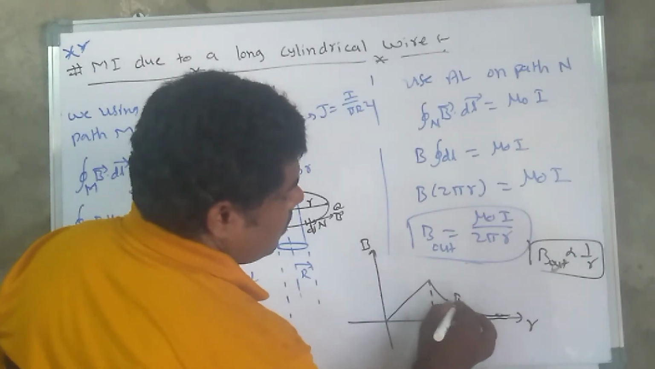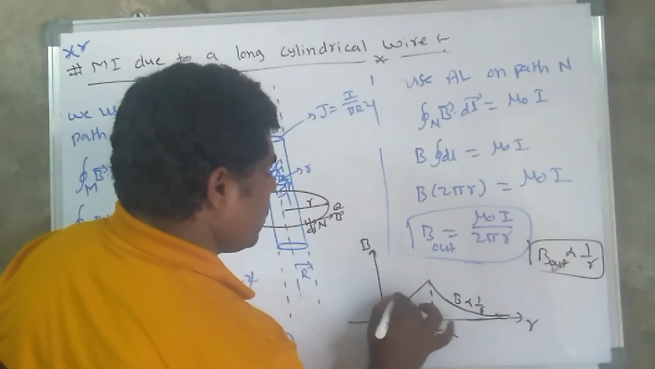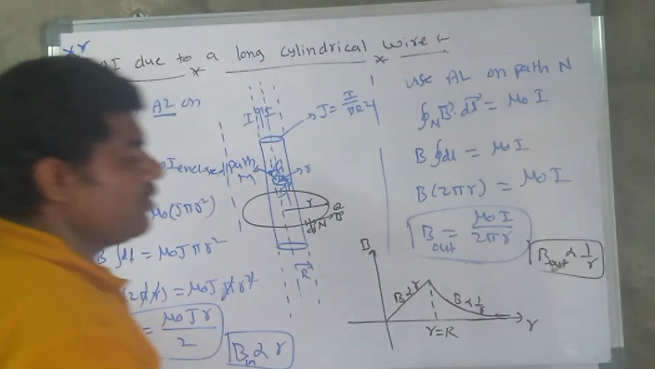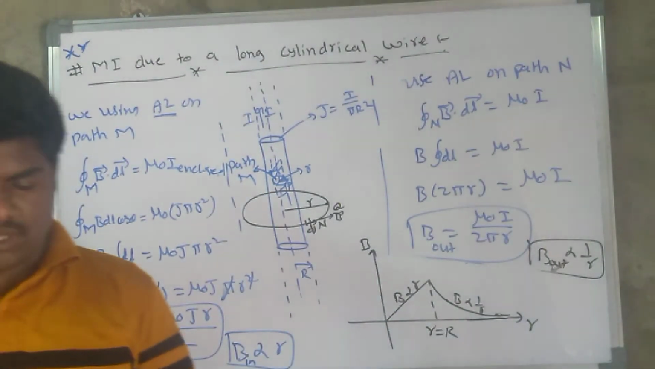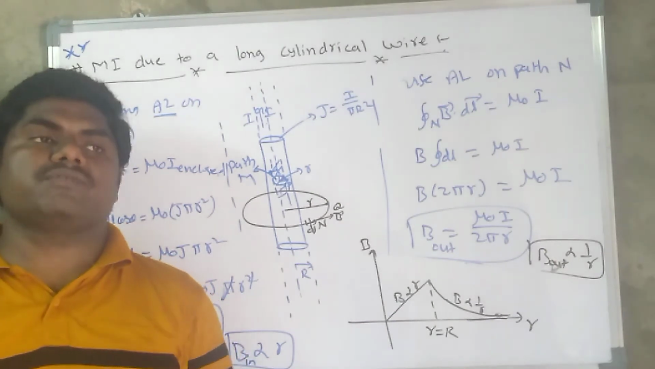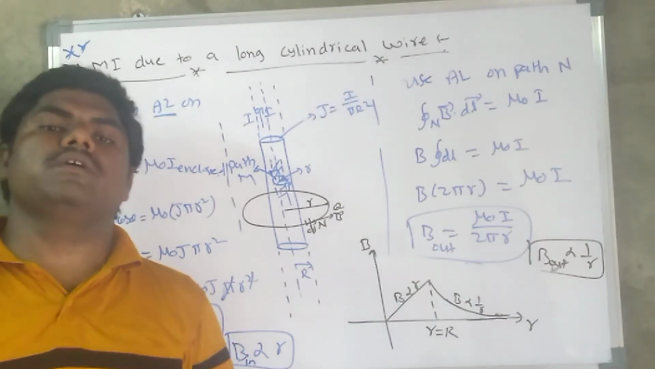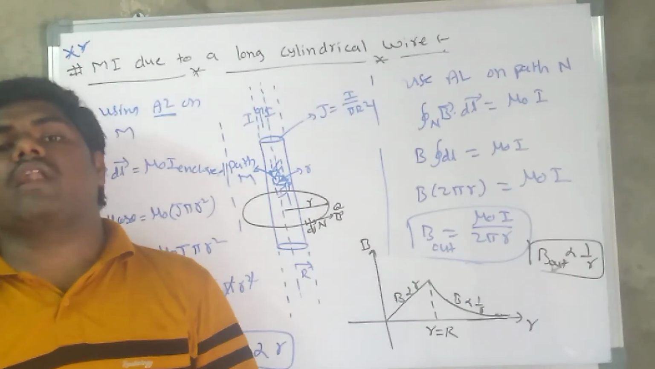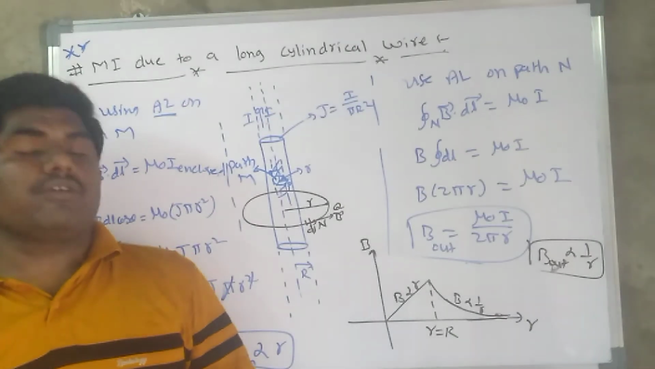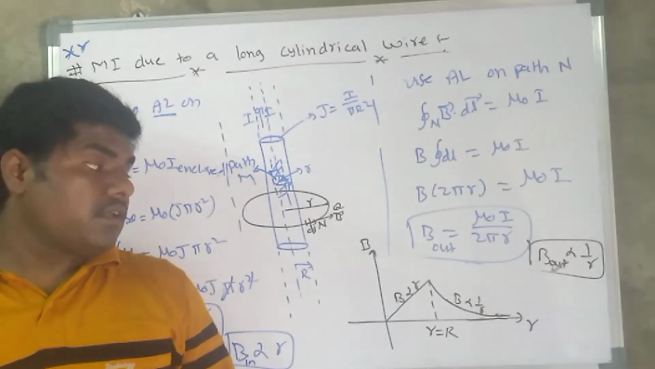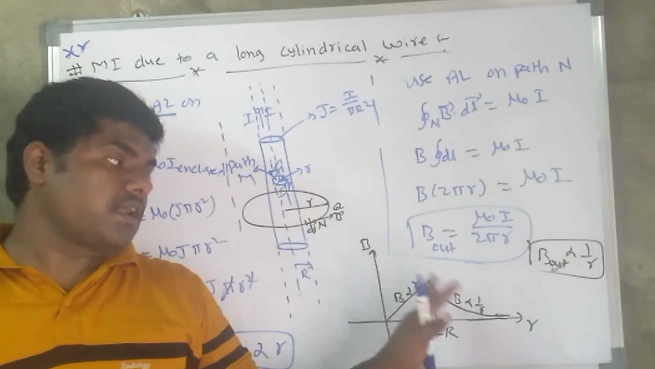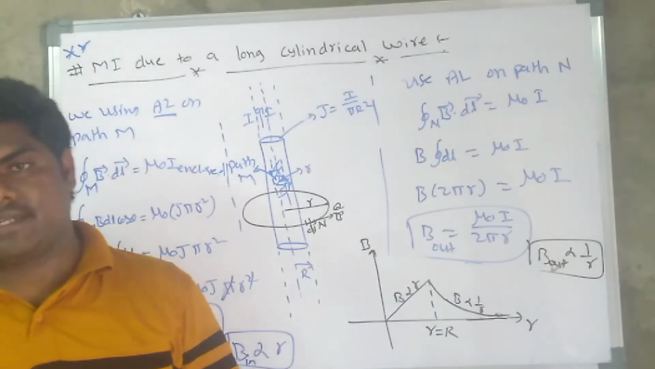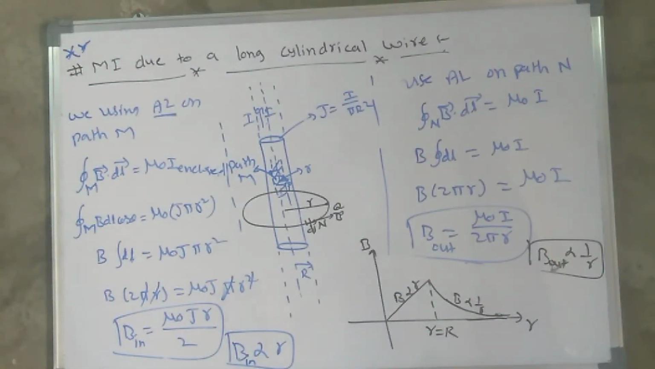Rectangular. Here the outside field goes as 1 by R, and here the inside is directly proportional to R. This graph is also very important. They will ask which of the following graphs is correct for magnetic induction due to a long cylindrical wire. They will give different graphs, and this graph is correct.